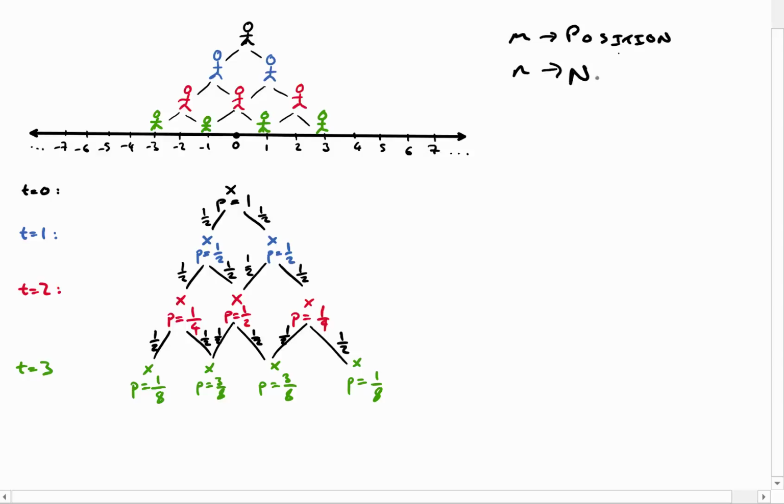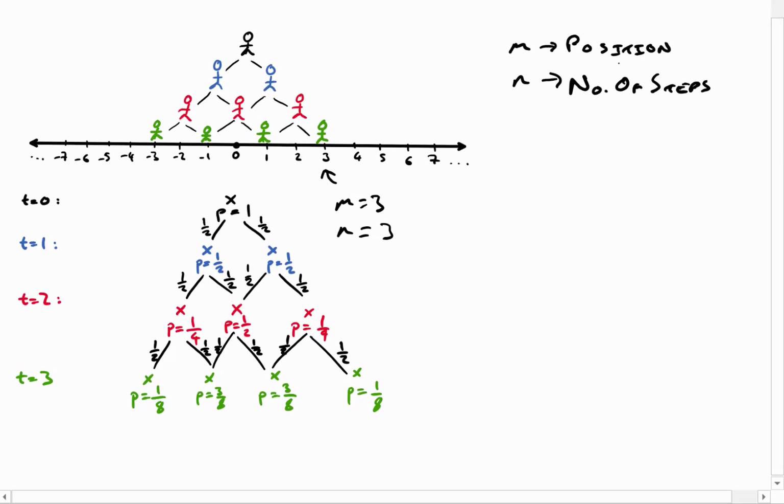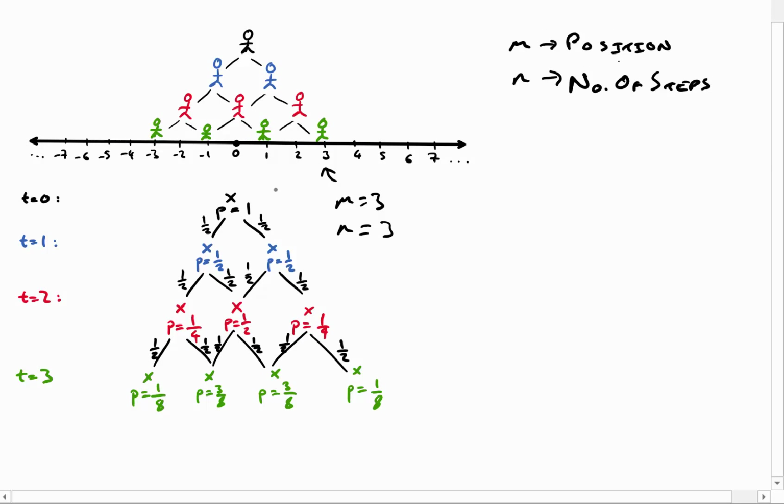n is the number of steps that I've taken in total in order to get to that point. So, for example, let's take position 3. m would be 3, and let's say the number of steps that I've taken to get to that point is 3 steps. Well, therefore, I know that I've gone from 0 to 1 to 2 to 3. That's the number of steps I've taken to get to that position, because I always start at the origin.